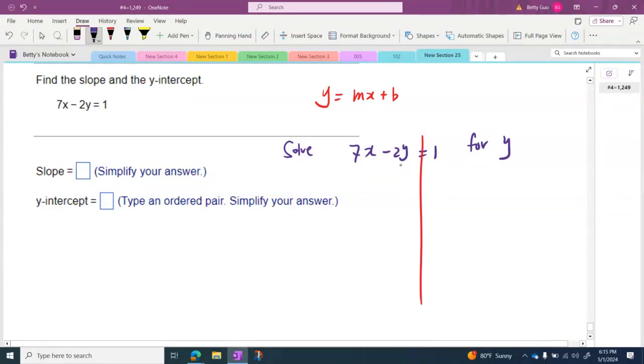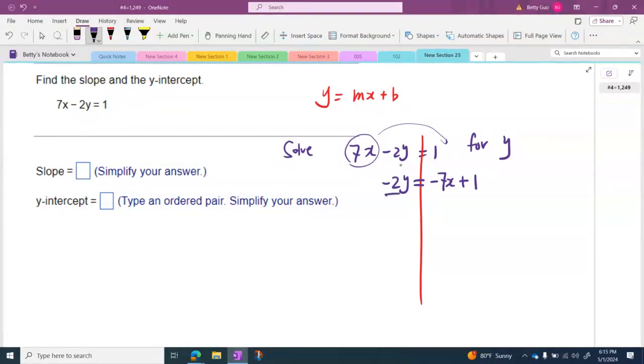Firstly, we solve for y means we are going to treat x as a constant, even though it's not. So we are going to keep -2y on the left side, and 1 on the right side, and then we are going to move 7x over to the right. And 7x changes side, and the sign is going to change as well. So 7x on the left is positive, it's going to be negative on the right. So now we have -2y equals -7x plus 1.